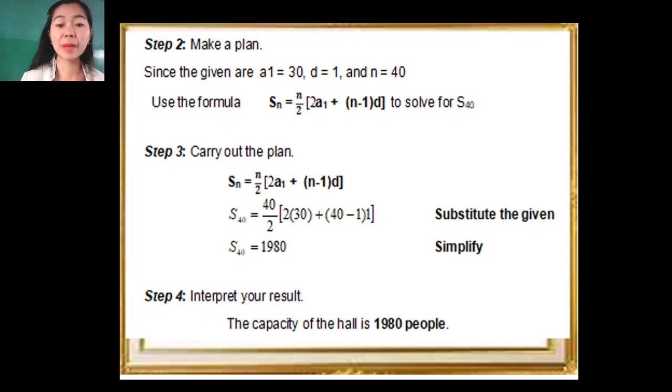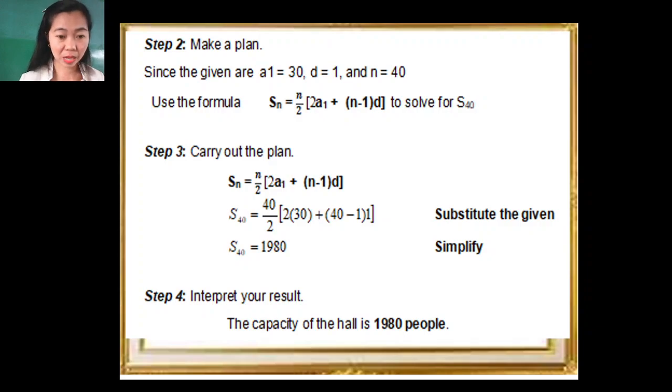So, we are going to multiply 20 by the result inside the parenthesis, which is 99. So, 20 times 99 is equal to 1,980. So, this is the value of S sub 40. What does S sub 40 equal?